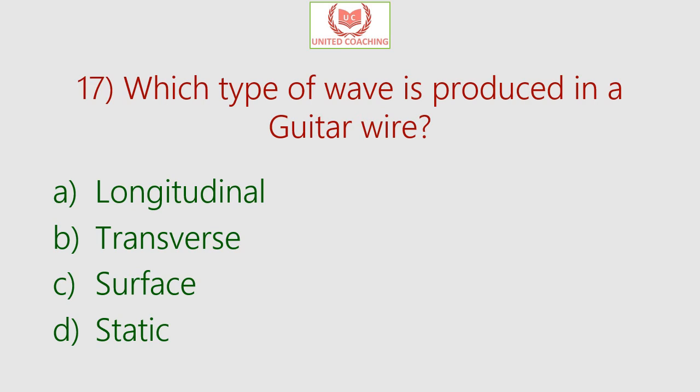Our next question is, which type of wave is produced in a guitar wire? Is it a longitudinal wave or transverse wave or surface wave or static wave? So the answer is transverse wave. The waves produced in a stretched string, like in a guitar or sitar or violin, are transverse waves. In transverse waves, the particles of the medium vibrate at right angles to the direction of the propagation of the wave.